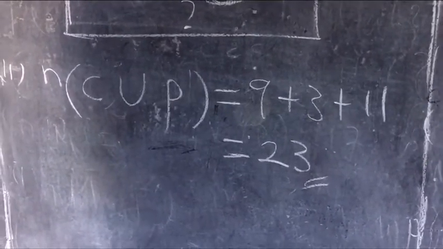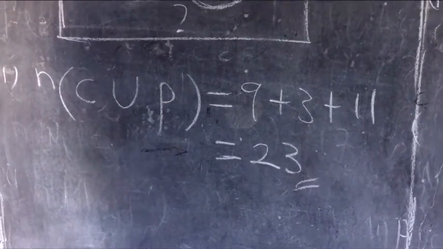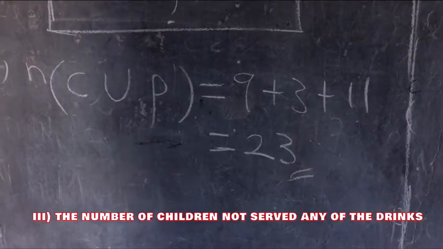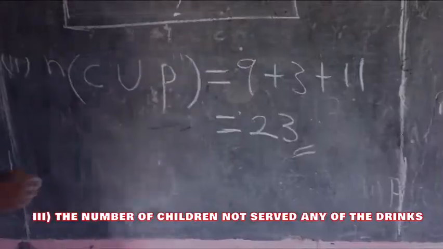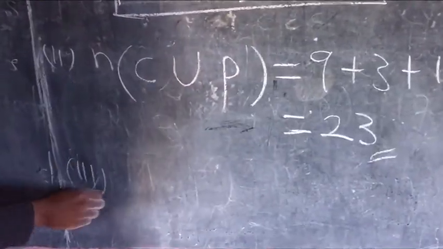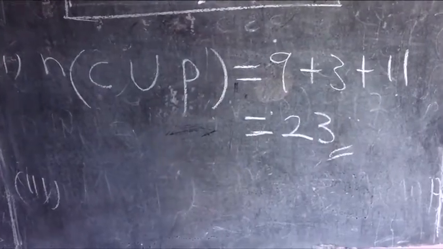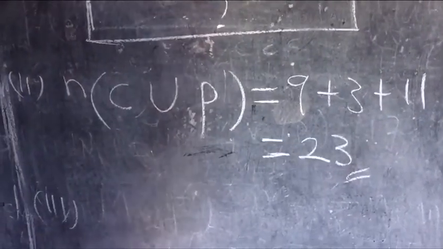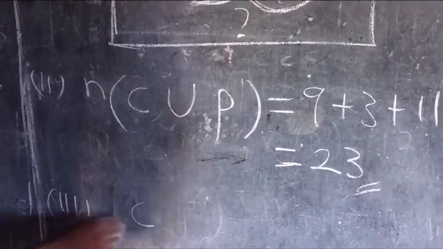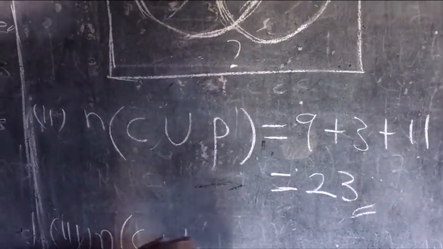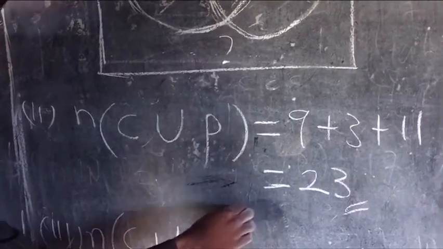So how about the number of children wey dey no serve anything at all? The number of children wey sleep for the birthday party. So that one na our last question. Those ones dey no get connection, so they come leave them behind. So we dey call them wetin? Cardinality of C union P, everything complement abi?